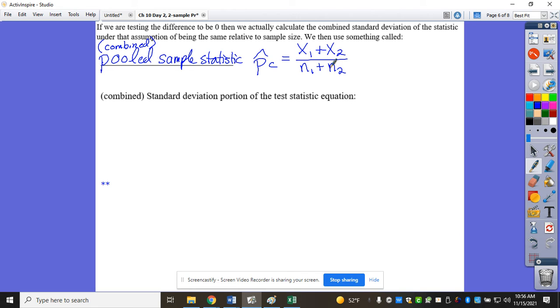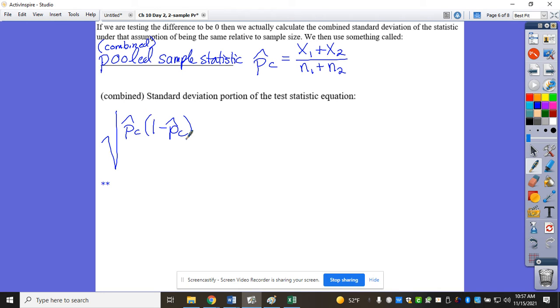So I'm claiming that they're the same. So I have to use that they're the same in calculating the standard deviation portion. So I use that to figure out what my best guess of the actual proportion is to use in the standard deviation portion. So now, in the combined part, I'm going to have P hat C times 1 minus P hat C.